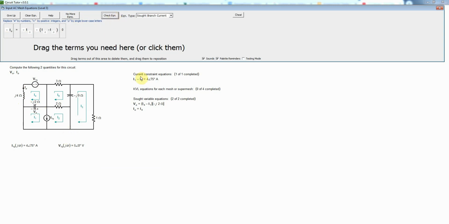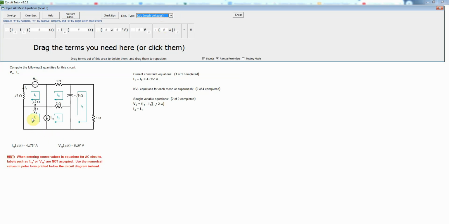Now we need to write KVL equations for each mesh, or perhaps a supermesh in this case. So let's select KVL equations. And let's start with mesh 1. And you say, well, there's a problem here because we need the voltage drop across a current source. And remember that the voltage of a current source isn't zero, because if it was, the current source would never be able to deliver any power and it would be absolutely useless. And it's also not the value of the current source, because that wouldn't have the right units to be a voltage value, right? The value of a current source is in amperes, not in volts. So that can't possibly be the right answer.